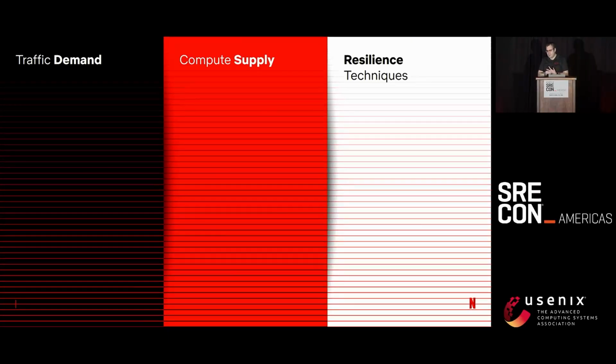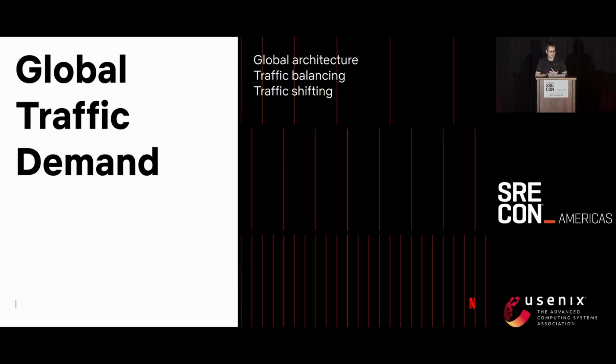So this story is made up of 3 parts. We're going to talk about traffic demand, how we balance compute supply, and then finally, when those 2 are out of balance, what resilience techniques we use to mitigate the impact to our users. All right, so let's start with global traffic demand.